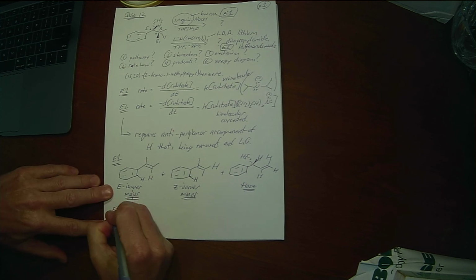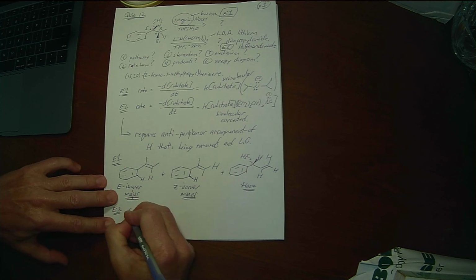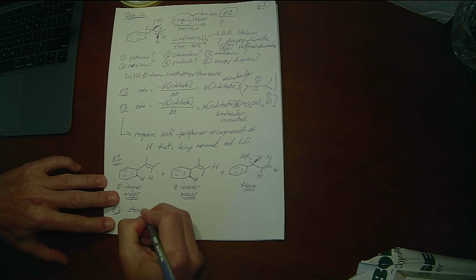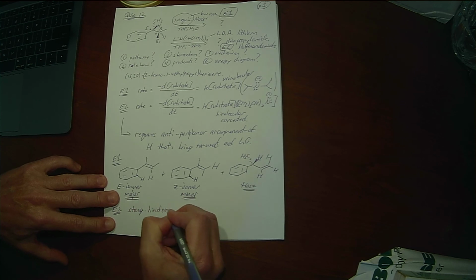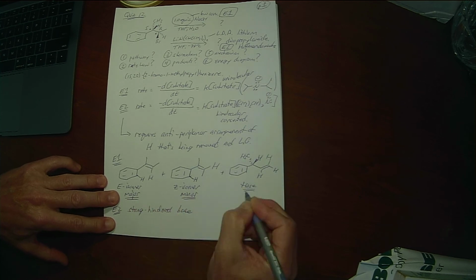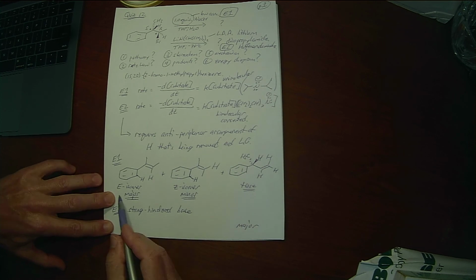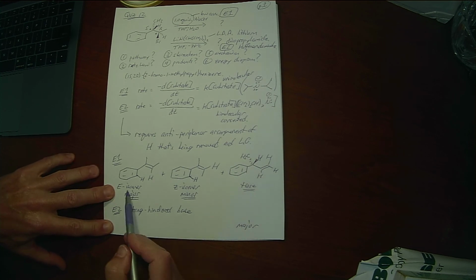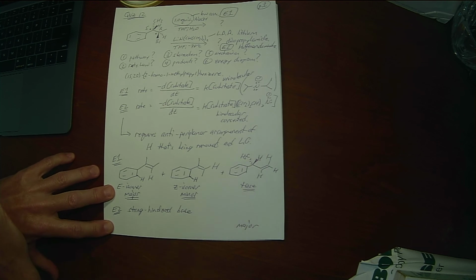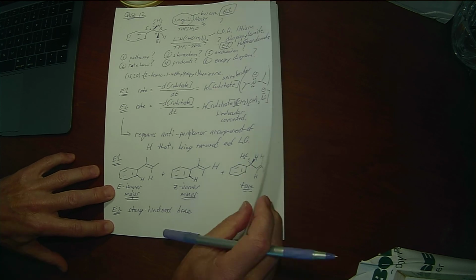For E2, with the sterically hindered base, right, the strong hindered base, we would expect this one to be the major product. And actually, we can't get both of these. Only one of these is possible because of the requirement for the anti-periplanar, which we'll see in a second.